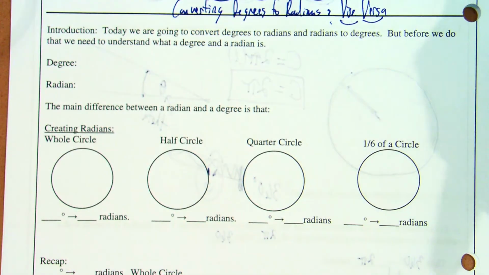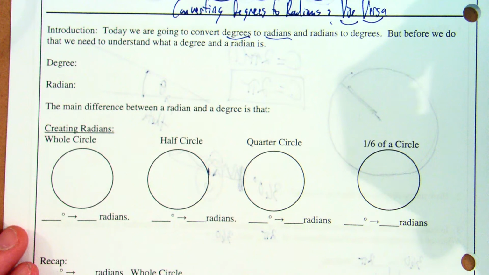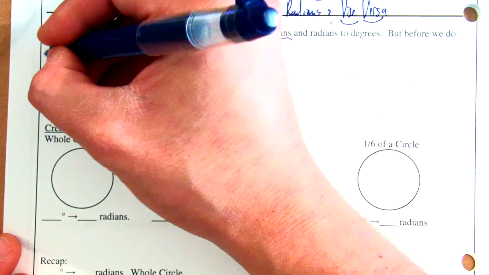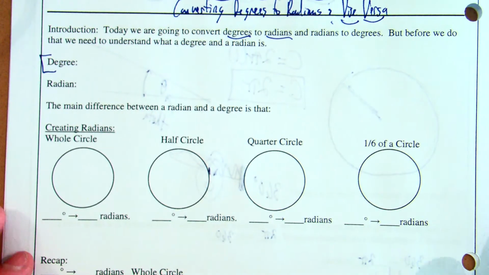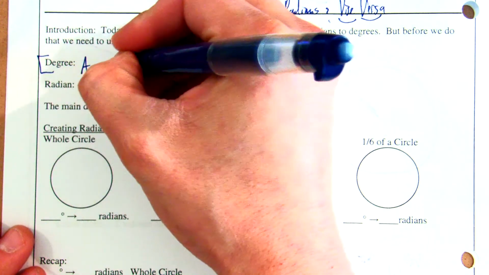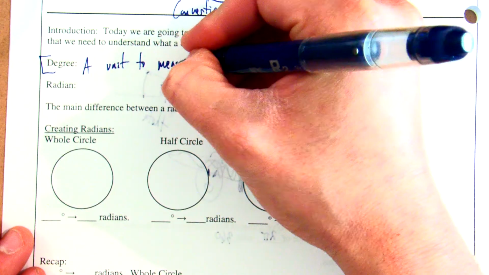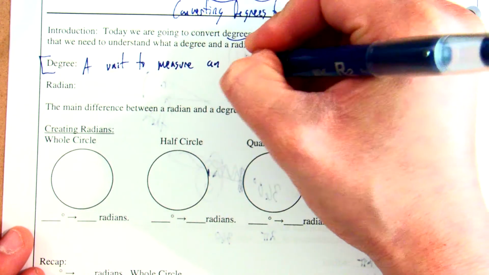Yes, please. Today we are going to convert degrees to radians and radians to degrees. But before we do that, we need to understand what a degree and a radian is. Thank God we already have Ariel's cool definition of degree. Does anyone remember what it is without looking at their notes? Go ahead, Stephanie. Very good. A degree is a unit to measure an angle. True?